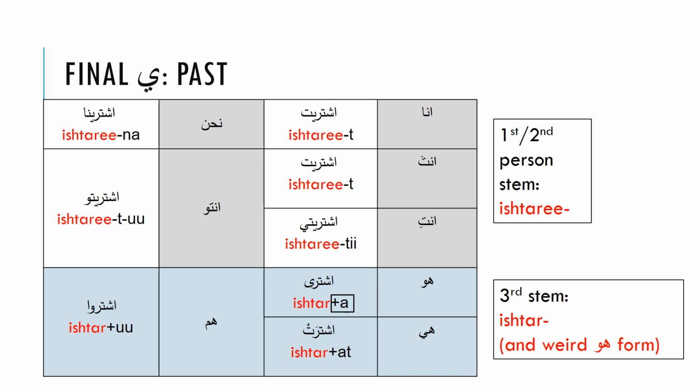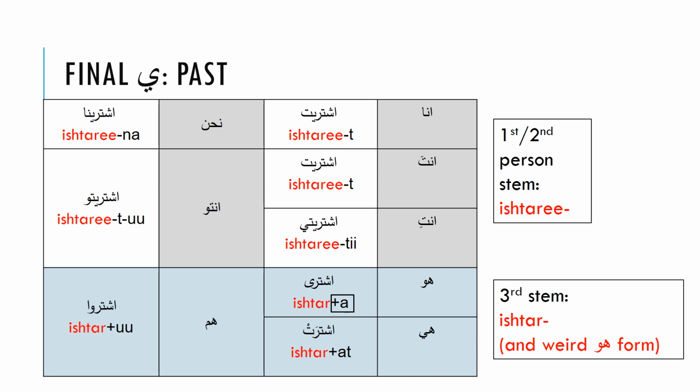So in the past tense, again, we have 2 stems, but this time what's weird is that this yeah thing turns into the sound a. So, أنا اشتريت, أنت اشتريت, أنت اشتريتي, نحن اشترينا, وأنتوا اشتريتوا. In the third person, the stem is more like ishtar. So we have هو اشترى, هي اشترت, وهم اشتروا.